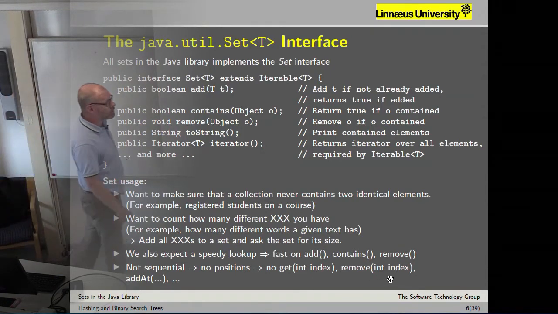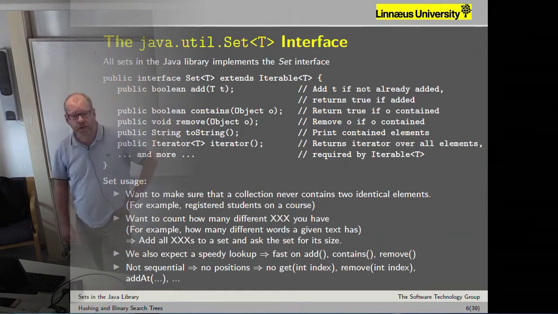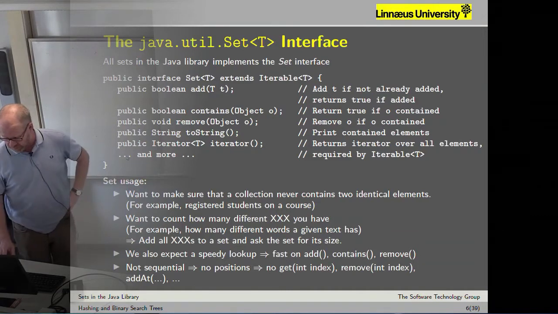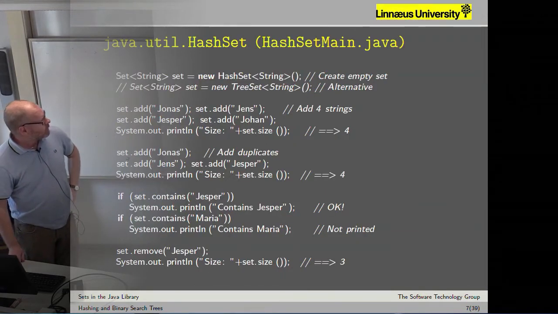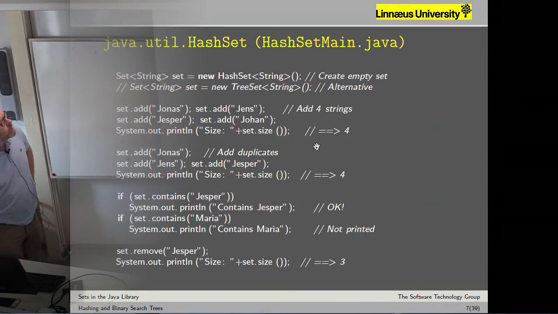So methods that you're used to using on a list that are based on a position are no longer available in a set. There are 2 sets available in Java. One is called java.util.HashSet. The other one is called java.util.TreeSet. The one named HashSet is based on hashing, and of course TreeSet is based on binary search trees. Here I have a simple example.